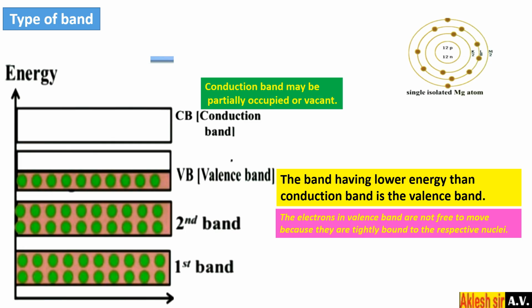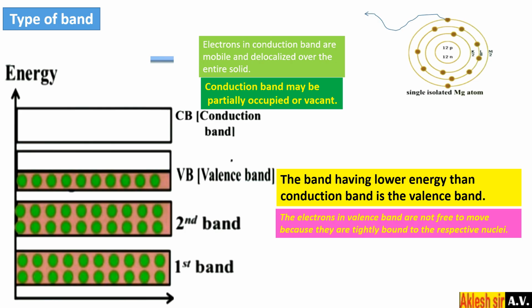Now there is a conduction band. What is the meaning of conduction band? Conduction means conducting electricity. So the conduction band may be partially occupied or vacant. This means there may be some free electrons present in the conduction band, or it may be vacant. It depends on solid to solid. So what about electrons in the conduction band?